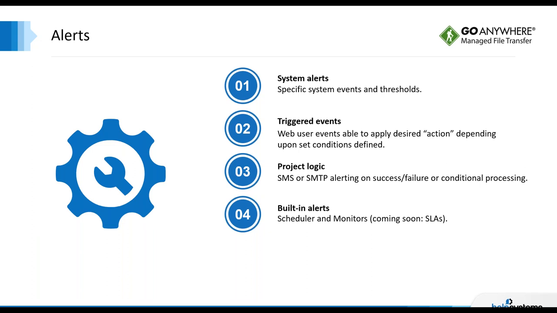Triggered events, we'll go through a few of those as examples, but these are going to be based off of web user activity. For those who are not GoAnywhere customers, web users, think of those as the folks that you're creating to log into GoAnywhere to leverage whatever service you're offering, whether it's SFTP, the web client, FTPS, FTP, or some of our proprietary protocols. The actions that they're doing, whether they're uploading successfully, their account gets disabled, they downloaded something successfully, or an upload failed, things like that, we can actually trigger an action, whether it's calling a project, doing some simple file movement, executing native commands, or simply sending an email to let people know.